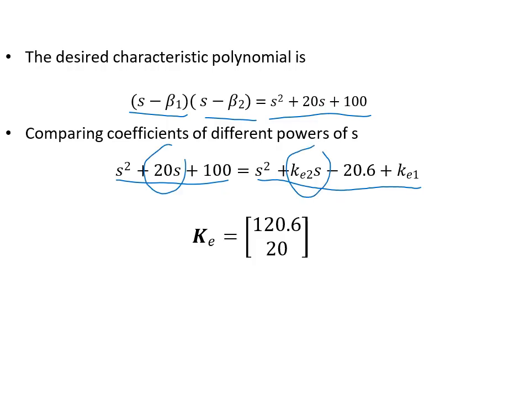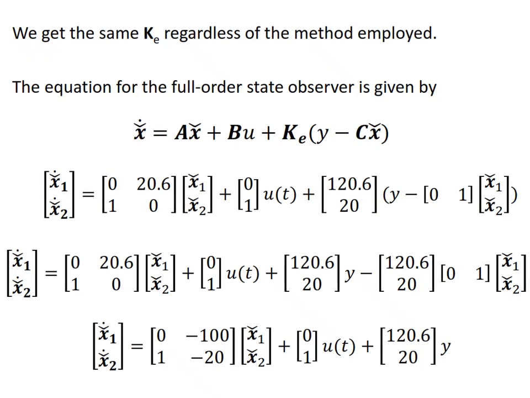We get Ke2 equals 20, and we equate the coefficients of S power 0. We get 100 equals negative 20.6 plus Ke1, then Ke1 equals 120.6. Now we will write the equation for the full order state observer.